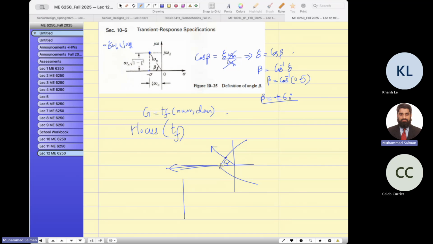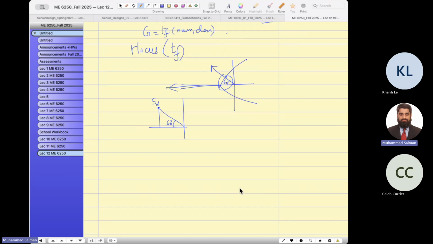Let me zoom in on this portion here. So you have to draw a right angle triangle. Suppose this is my s sub d, which is the dominant pole location. The poles which are close to the origin are dominant poles. The poles which are away from the origin or imaginary line are non-dominant poles. They will have less effect on the time response. So let's see, the dominant pole location is here.